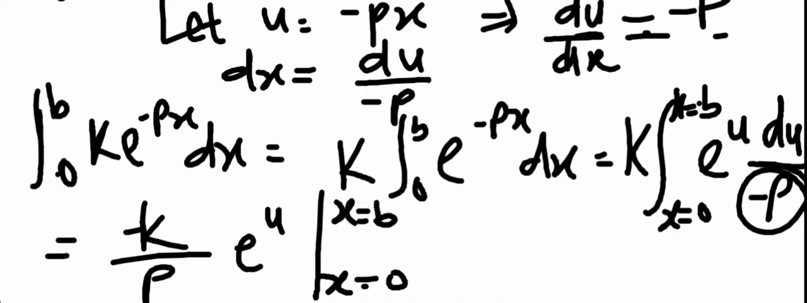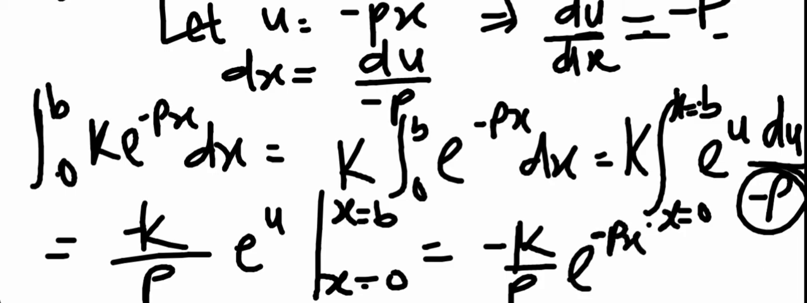x goes from 0 to b. So I just replace u with what we had, minus px. So we have minus k over p exponential minus px from 0 to b. So we are almost done.